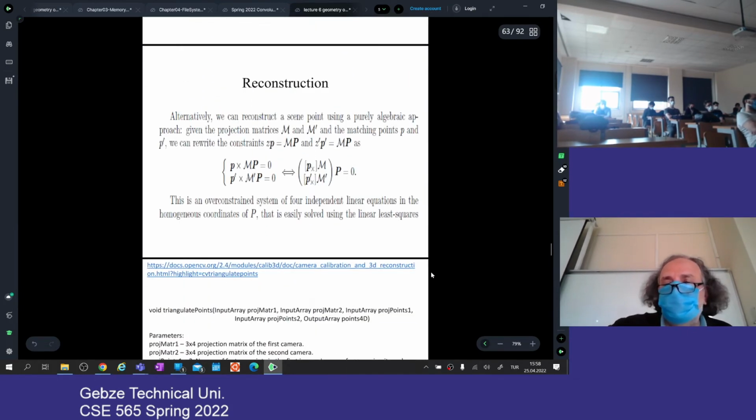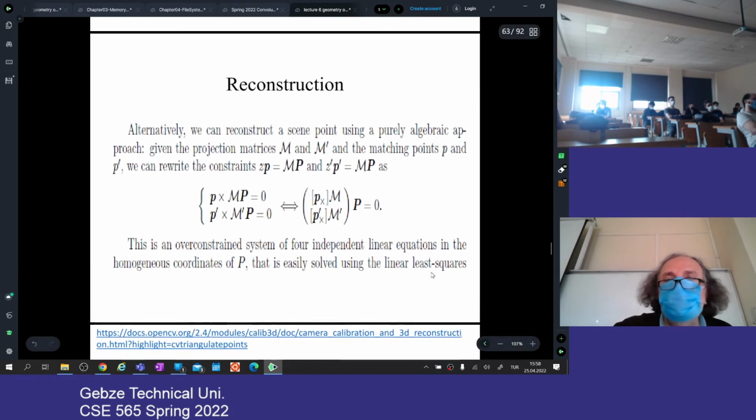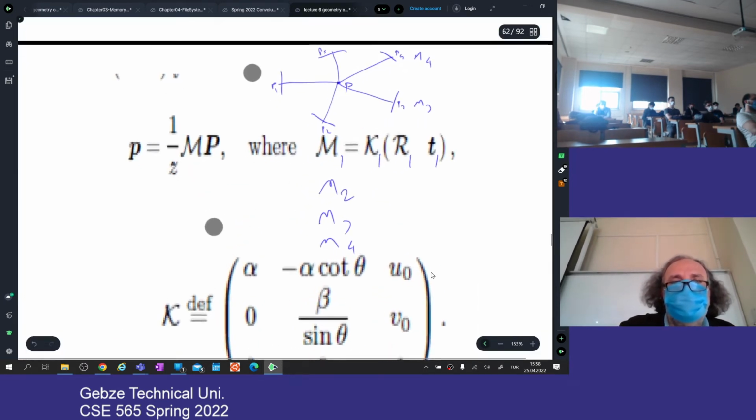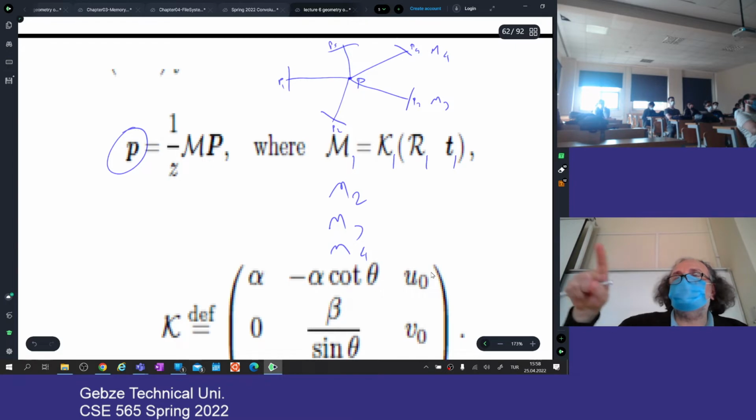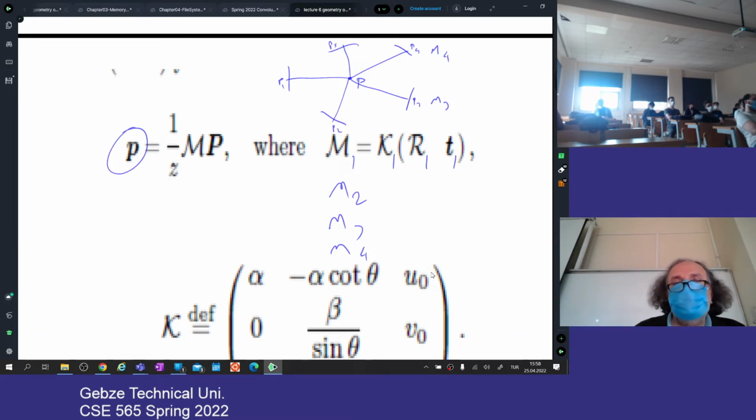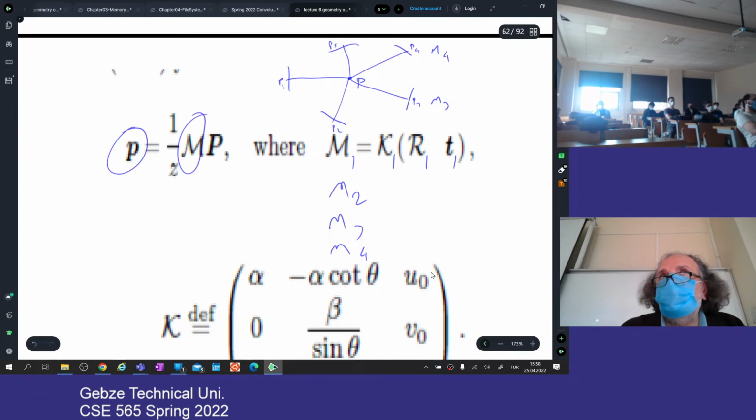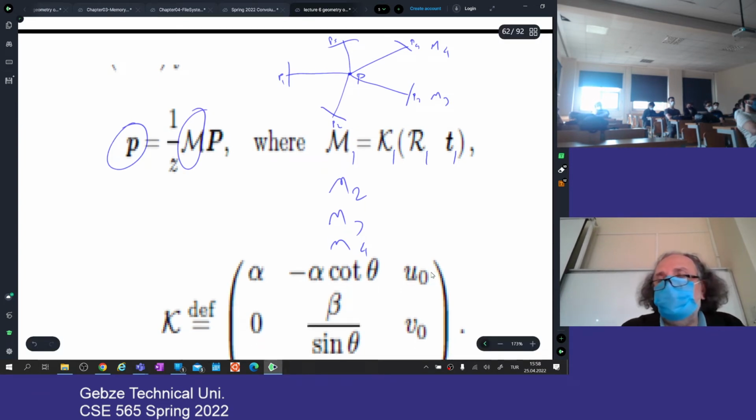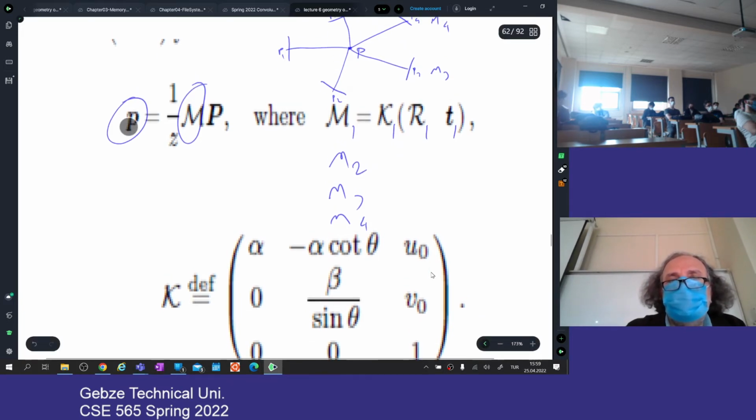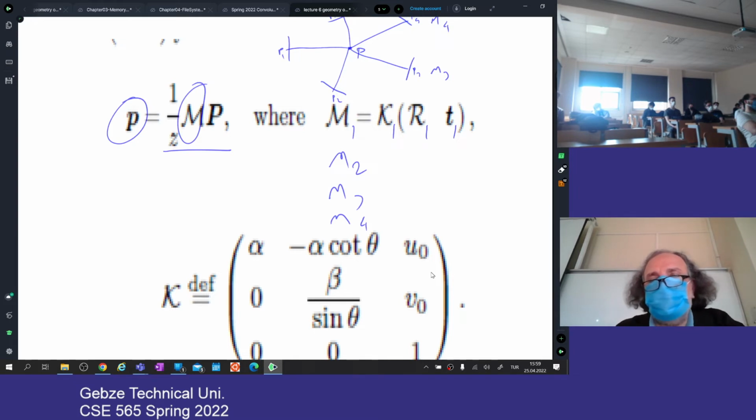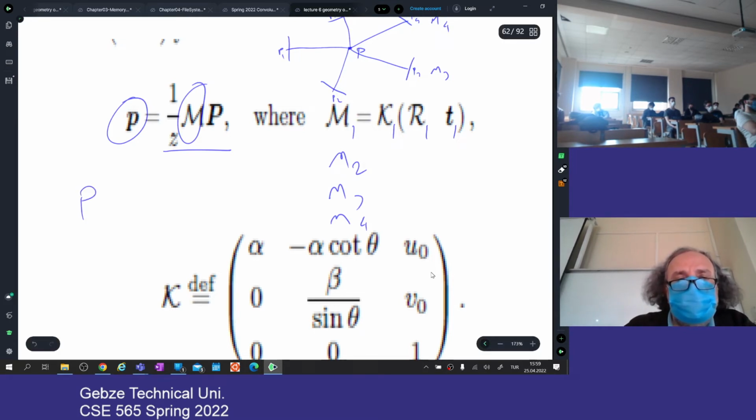So what am I going to do? This is what I know. I know P because for each of them they gave me P. They say that these points correspond to each other. I know the M values, and I don't know this P. I don't know its Z value. This is a 3-dimensional point. I don't know the values of it, but I know that this is a 3-dimensional point. So what happens if I do this?